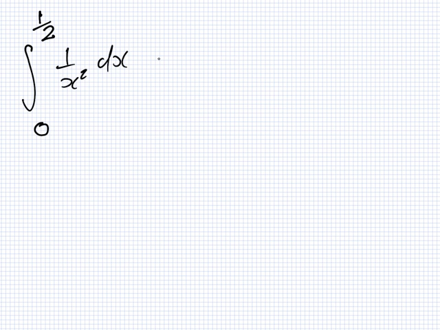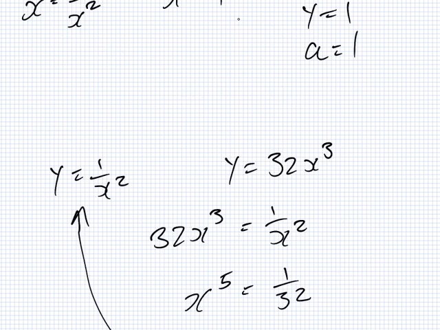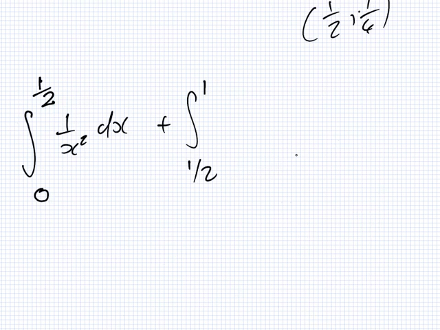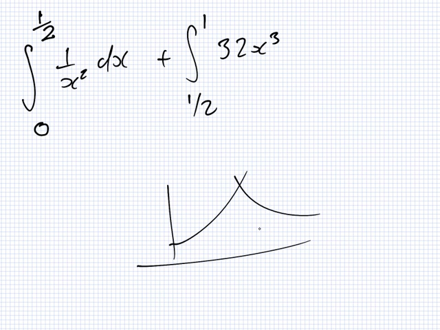And then what's next? 1/2 to 1. We want to find this point, which is special because the x and y are the same. We're going in 2 halves. First this area to the P, and then this area.